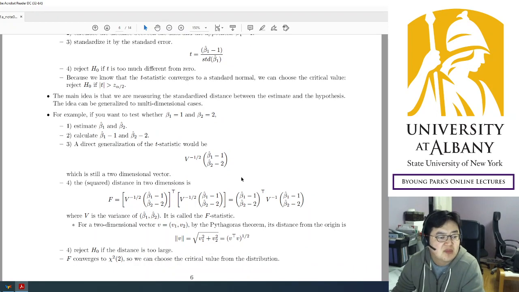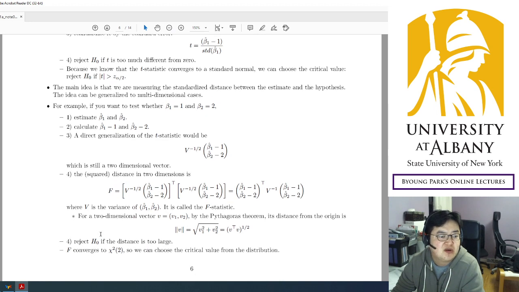So anyhow, it is some kind of distance. You reject if the distance is too large. Then how large is too large? You need to choose that from the chi-square distribution. We know how this guy is distributed. We know this guy will converge to chi-square 2. Then you can choose the critical value in the same way.